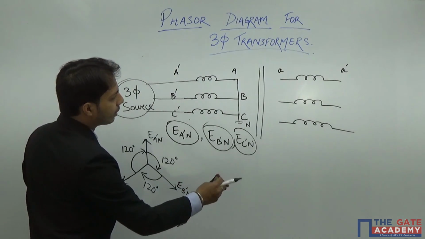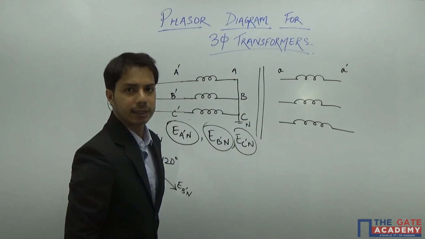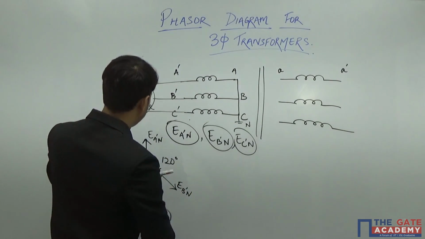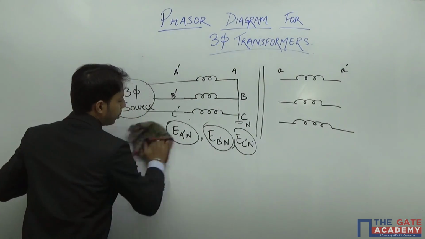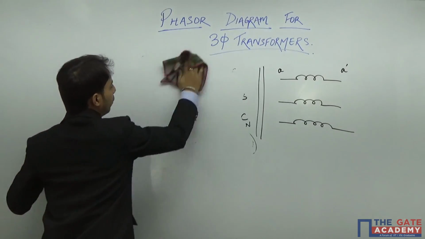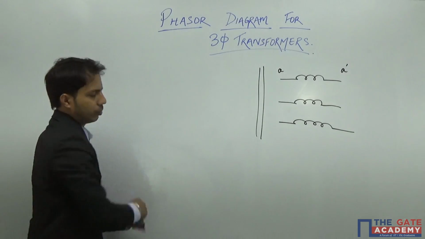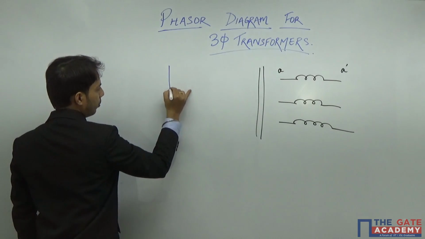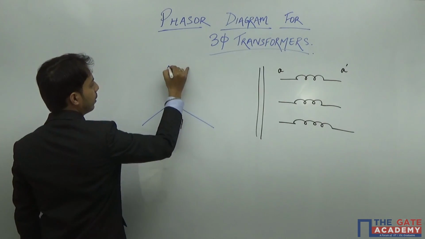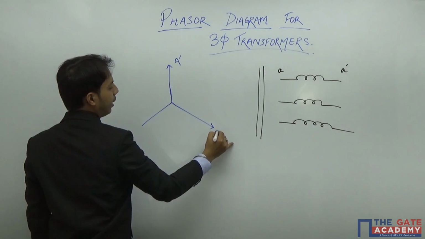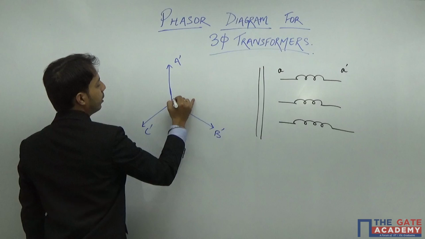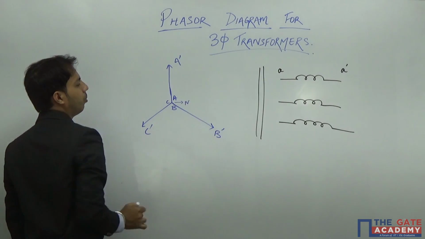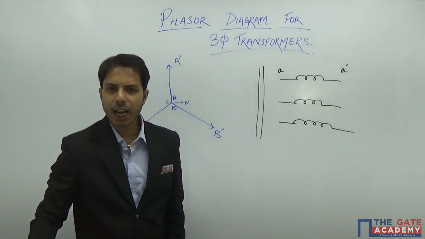Okay, so now let us see how I can connect my secondary. What are the possible connections of my secondary? So you see, I will rub this primary side and I will draw this particular diagram there, and I will draw the phasor here so that it's easy for me to explain. So now, say this end is A dash, this end is B dash, this end is C dash, this is A, this is B, and this is C, and also I can say this point is my neutral point.